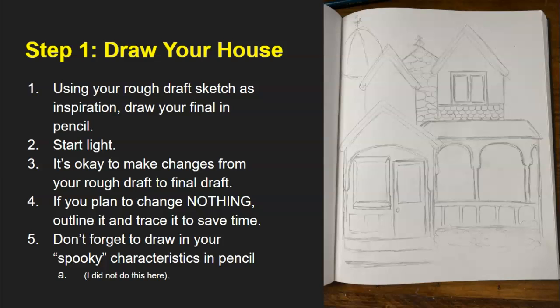It'll save you time. If you don't have a light table, which I don't know many people who have light tables, but you can simply take it up to a window or a light source or even your computer screen and you can trace through that. And don't forget to draw in your spooky characteristics too. I didn't do that in this example over here on the right, but don't forget to do that in your final before you add any pen and ink. Everything should be drawn in pencil first, very light.